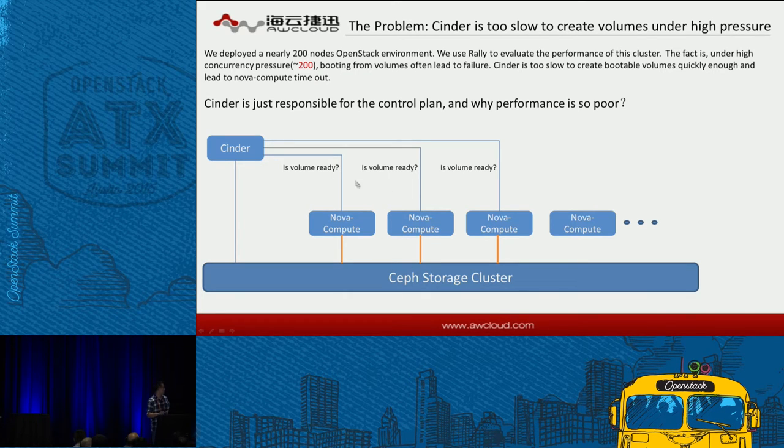Okay, this picture shows the problem. Nova compute sends a request to Cinder to create a volume, and Nova compute will wait for the volume until it's ready. However, Cinder cannot create volumes quickly enough, so Nova compute will time out, and the instance will fail to boot.